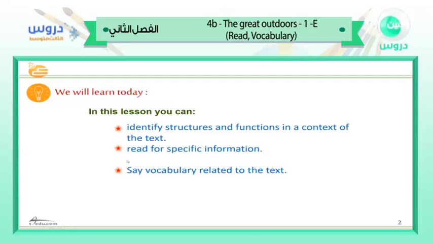It's a dialogue. We are going to read it, and then we are going to read for specific information. There are going to be some questions. We are going to answer them, and then we are going to say vocabulary related to the text.